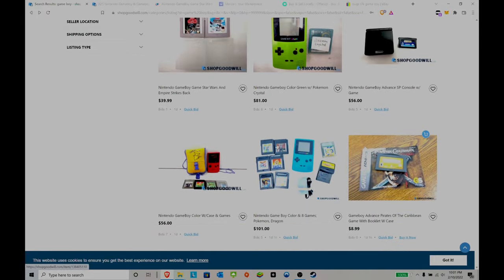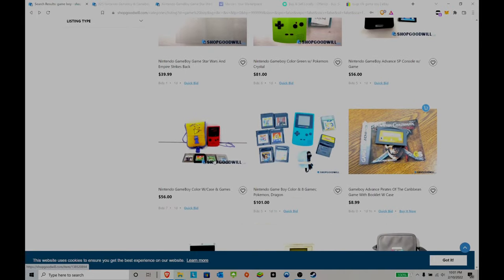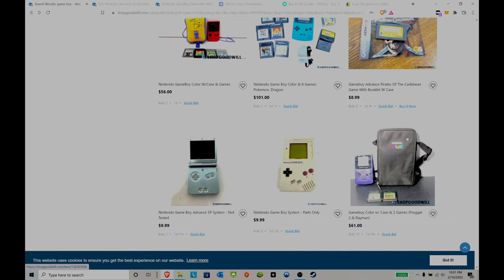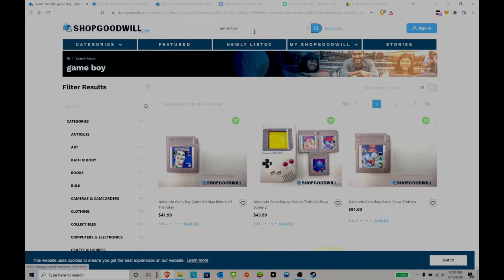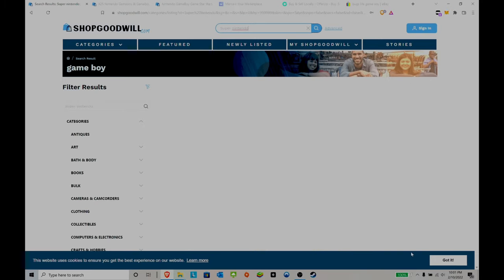Let's see what else we have. This one here, you can buy with the case. That's awesome. Look, here's another one with a case. And Goodwill doesn't just limit you to that. Let's just see Super Nintendo. See if they have that.